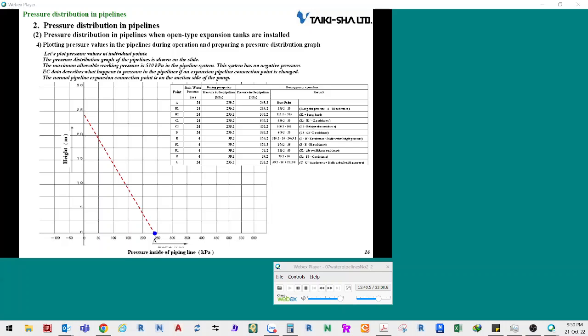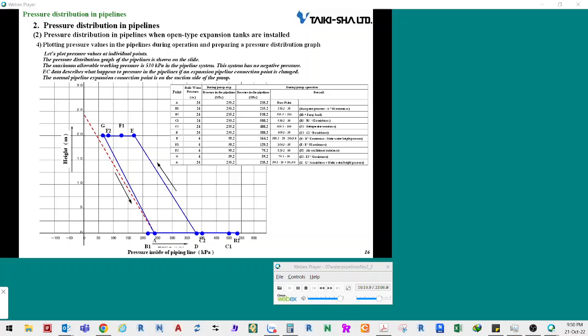Plotting pressure values in the pipelines during operation and preparing a pressure distribution graph. Let's plot pressure values at individual points. The pressure distribution graph of the pipelines is shown on this slide. The maximum allowable working pressure is 530 kilopascals in the pipeline system. This system has no negative pressure.